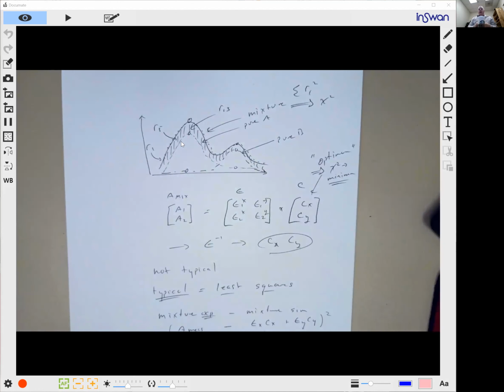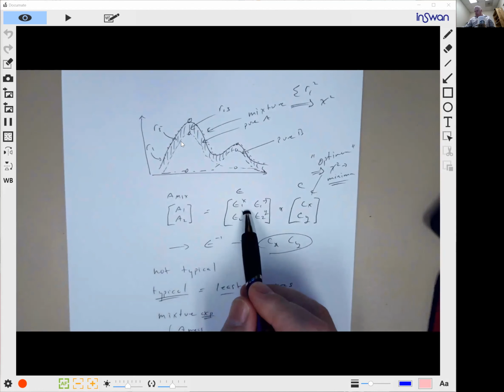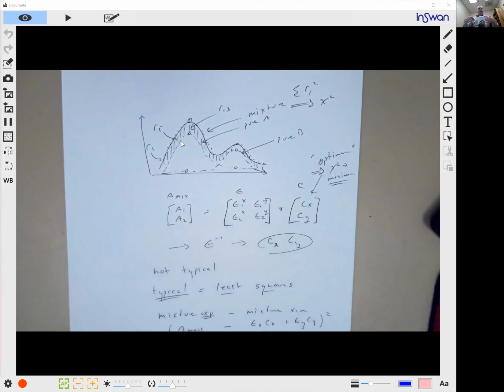The assumption that A1 is equal to epsilon times x plus epsilon times y, that summing still works, all that, right?